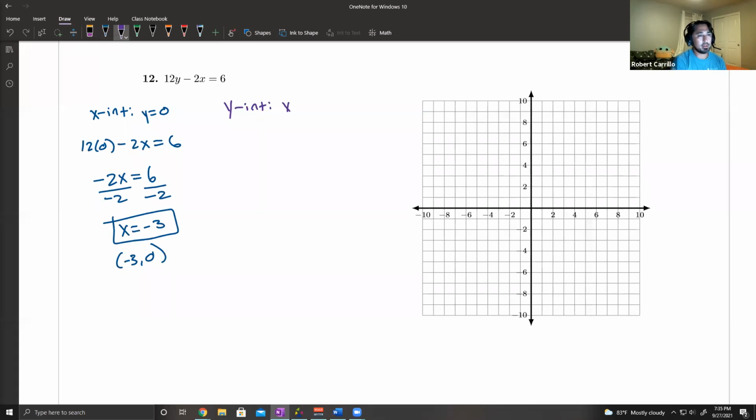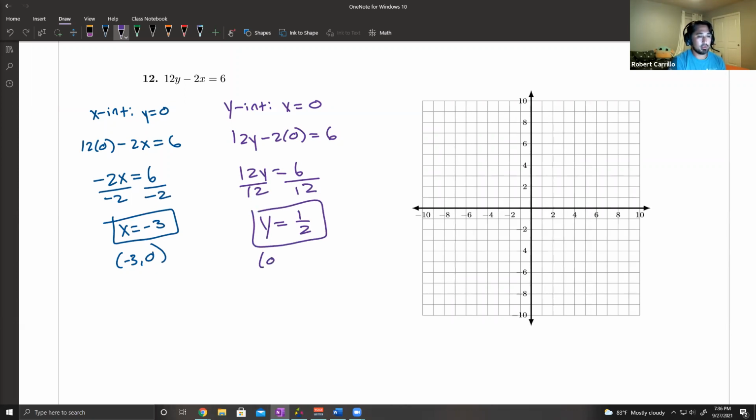Y-intercept, x equals 0. 12y minus 2 times 0 equals 6. 12y equals 6. Divide by 12, and 6 divided by 12 is 1/2. So 0 and 1/2. Okay.